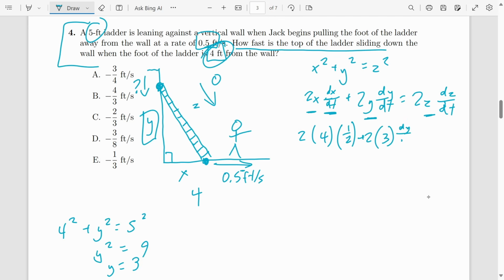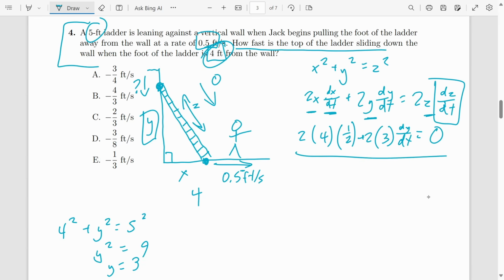Then we have our original dy over dt. That's what we're trying to find. And then we've got 2z times dz over dt. But the cool thing is, we don't really have to figure out any of this because this dz over dt is 0. Because dz over dt represents the rate at which the ladder itself is changing size, the rate at which z is changing. And it isn't changing at all. The ladder isn't being stretched or compressed or anything. We're not chopping it in half. So dz over dt is 0. So this entire right side is now 0.